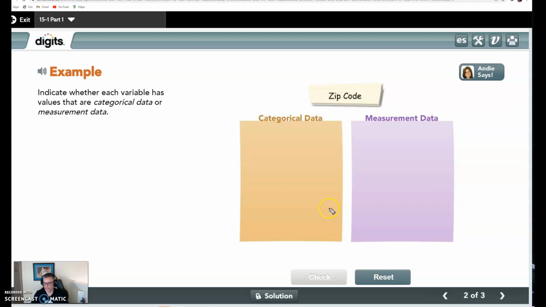Right? Now, a lot of people might be tempted to say, hey, that's a measurement because it involves a number. But this number isn't measuring anything. It's just a name. And it's a name made out of numbers. So instead of pine tree, right, for a type of tree, we're saying, well, this is zip code 94523. So this one is actually pretty tricky to start off with. This is actually categorical. It's just a name.